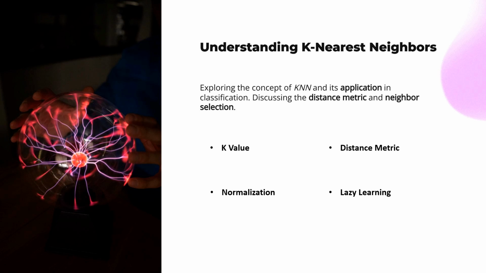Distance metric. This defines how distance is calculated between points. The Euclidean distance is common, but other metrics can be used depending on the data's structure. Normalization, standardization. Because KNN relies on distances, it is crucial to normalize or standardize features to ensure they're on the same scale. Lazy learning. KNN does not build a model during training. Instead, it retains all data and computes predictions on the fly, which makes it computationally expensive, especially with large datasets.